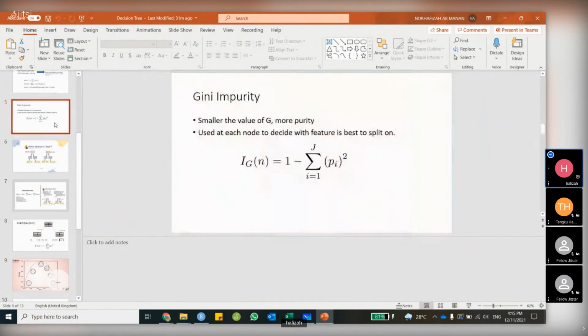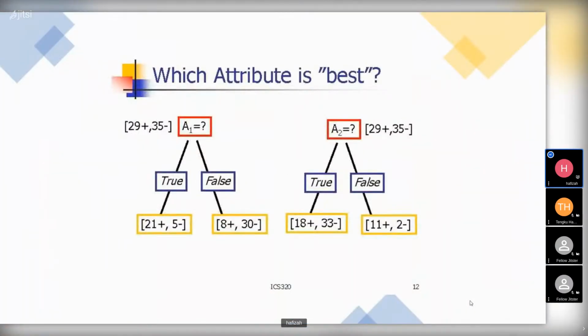Alright, okay, so the next one. We have 3 trees like this, with different outcomes if we are using different attributes. So which tree do you want to choose, the one on your left or the one on your right? How do we decide which tree is the best?